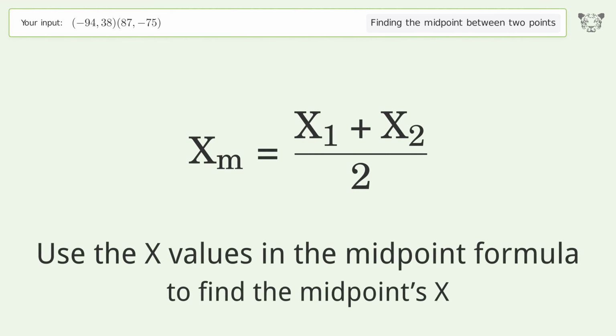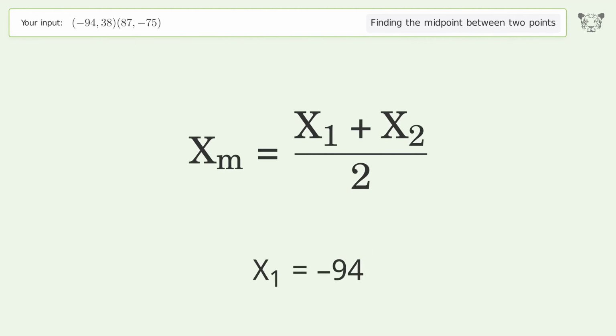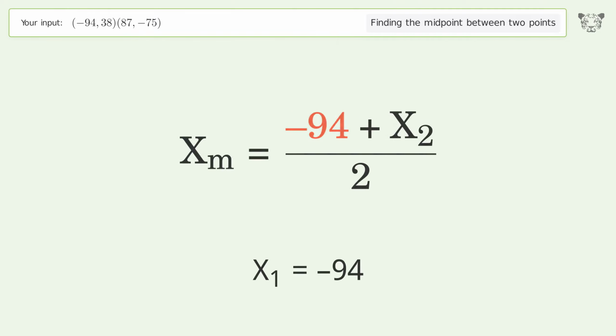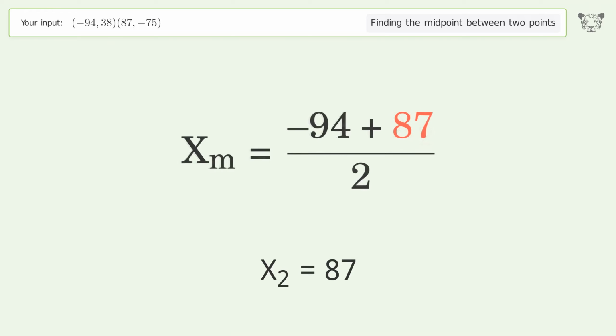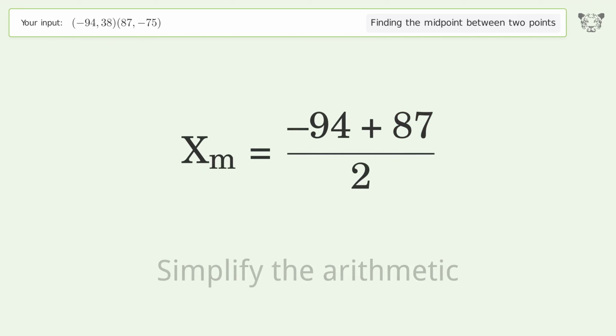Use the x values in the midpoint formula to find the midpoint's x. x1 equals -94. x2 equals 87. Simplify the arithmetic.